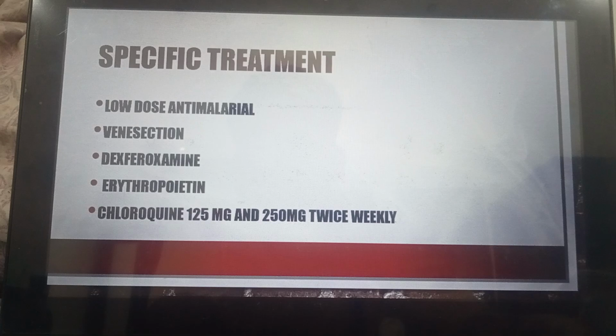As I have already mentioned, low dose of anti-malarial drug chloroquine, 125 milligram and 250 milligram twice weekly, is a drug which is used to treat Porphyria cutanea tarda.